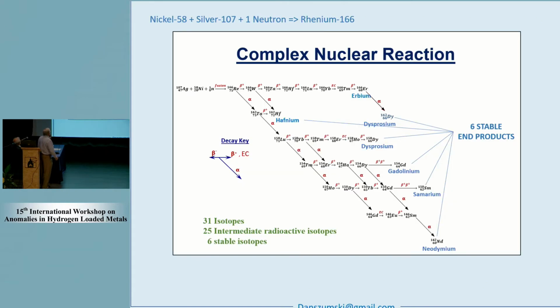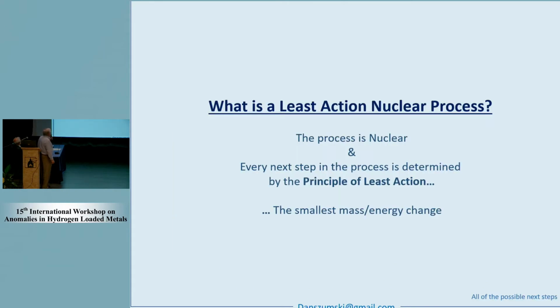So what is the least action process? First of all, it's a nuclear process, so it produces a work product. And every step in it is determined by the principle of least action, a principle that goes way back in the history of physics, back into the 19th century. And what it says is the selection is based on the process, or the step, that results in the smallest mass energy change.